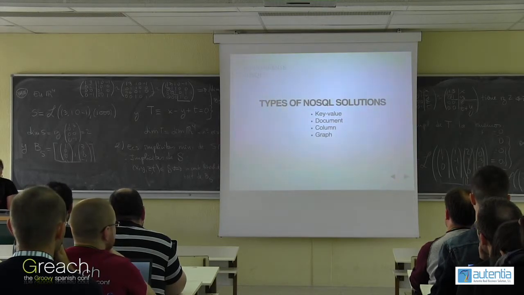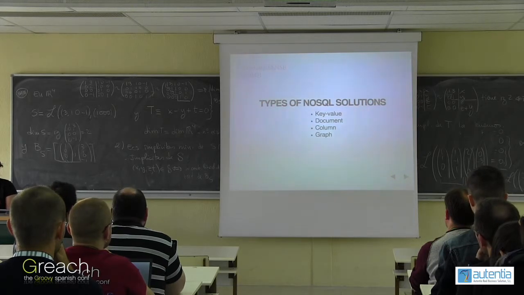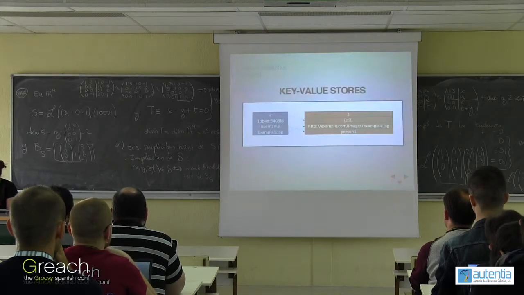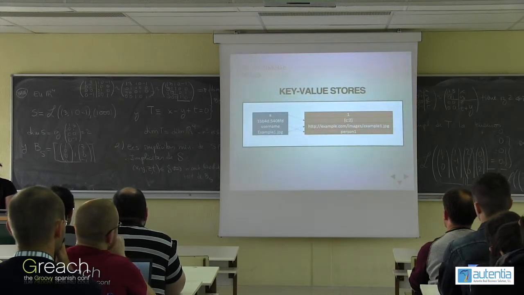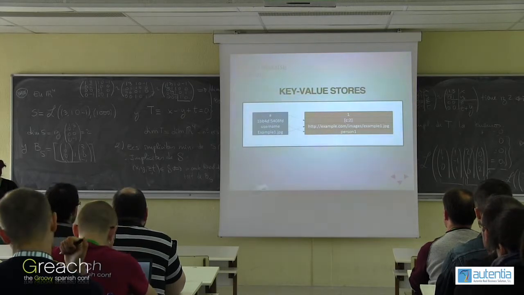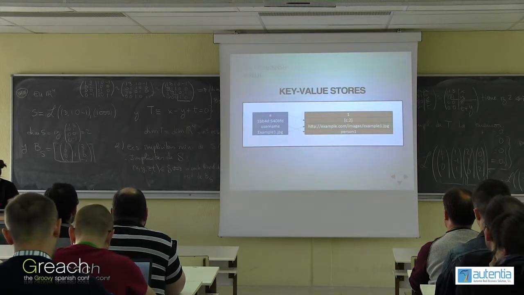NoSQL solutions are usually in one of these four different types, either as a key value, document, column, or graph data solution. And some of the products out there do have some overlap between some of these different types. So the first type is a key value store. So this is a way of thinking about data. Very simple. You have a simple key and like a lookup. In this case, it can be used for lots of different examples.